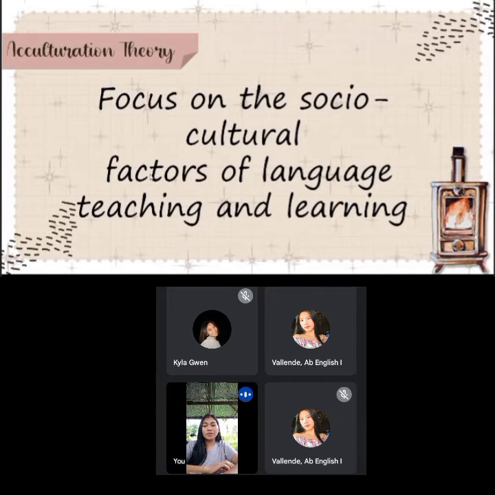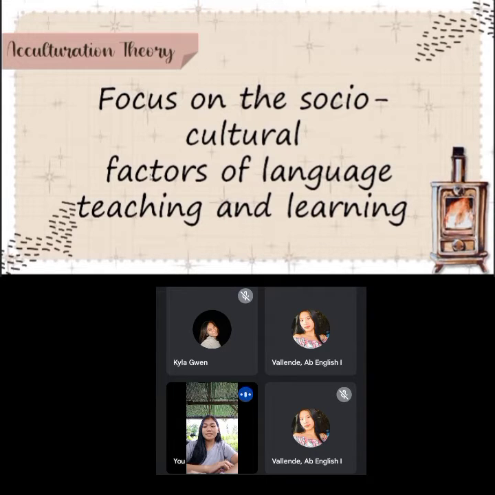Acculturation focuses on the sociocultural factors of language teaching and learning. So this is basically just factors that are affecting second language acquisition. We have first the social factors in the acculturation model. This social factor has a premise that says the greater the social distance between the second language learners and the target language, the more difficult it is for the second language learners to learn the target language. So basically, if there is a big distance between the group of second language learners and the target language group, it is harder for them to learn the target language. So what are these social factors?